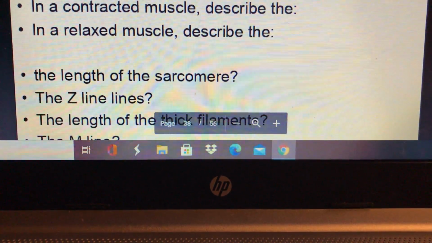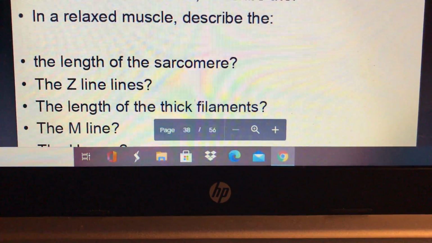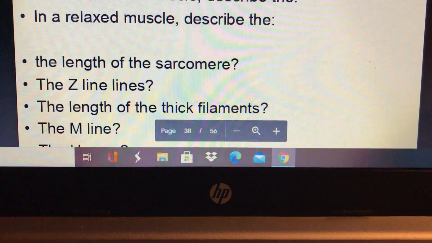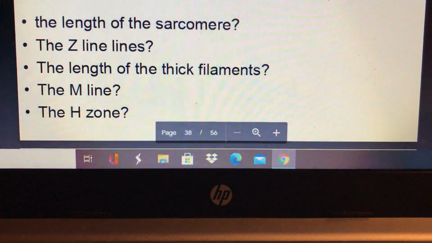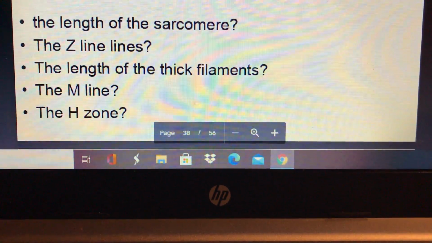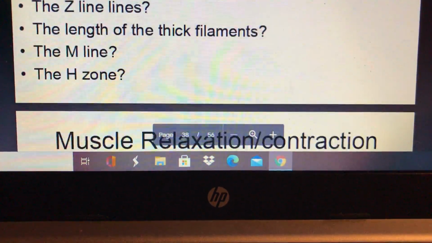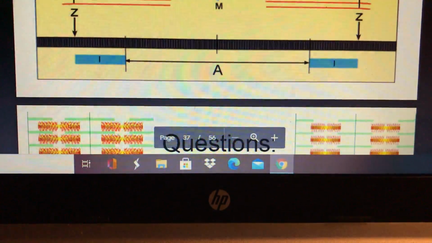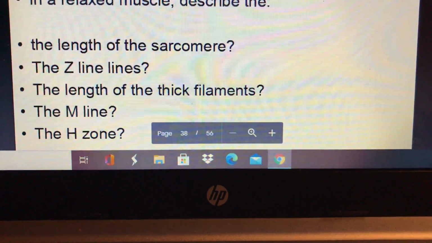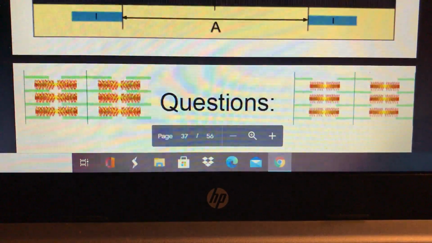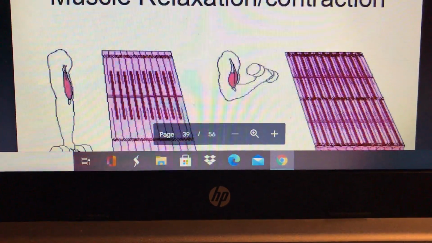So in a contracted muscle, describe. In a relaxed muscle, describe the length of the sarcomere, the Z-line discs, the length of the thick filaments, the M-line, and the H-zone. This is your challenge to see if you learned anything or are able to retrieve what you learned. You don't have to do it, but you can if you want to, just to test what you already know. Muscle relaxation or contraction.